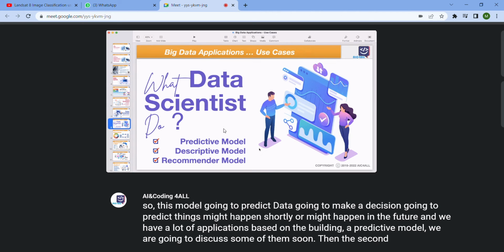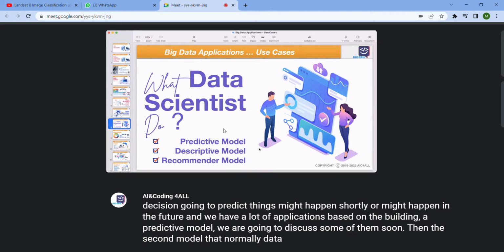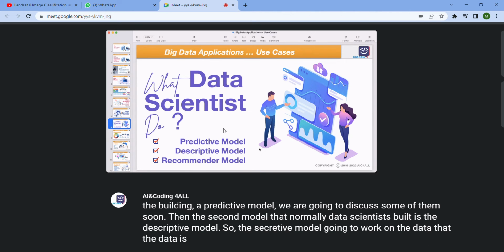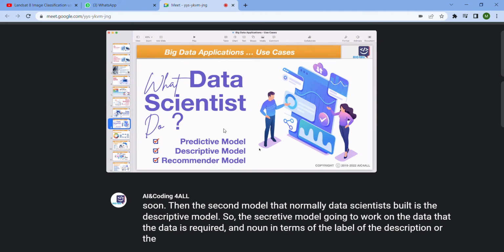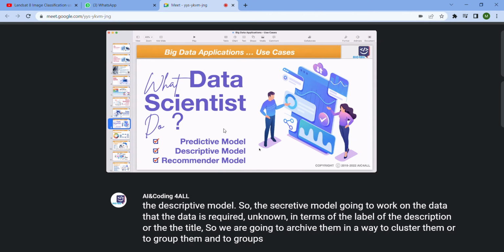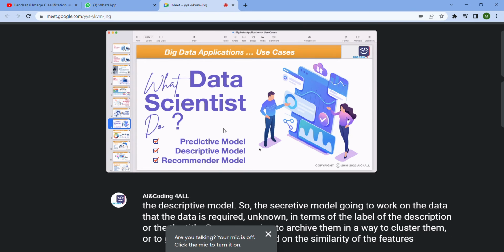Then the second model that data scientists normally build is the descriptive model. The descriptive model works on data that is quite unknown in terms of label, description, or title. So we are going to cluster or group them into groups based on the similarity of the features of that data.